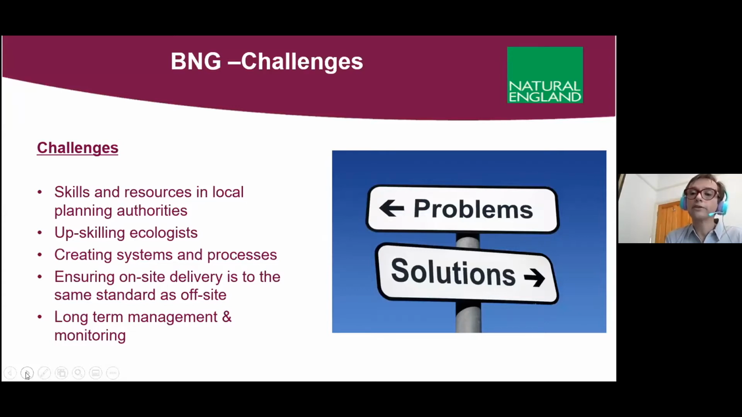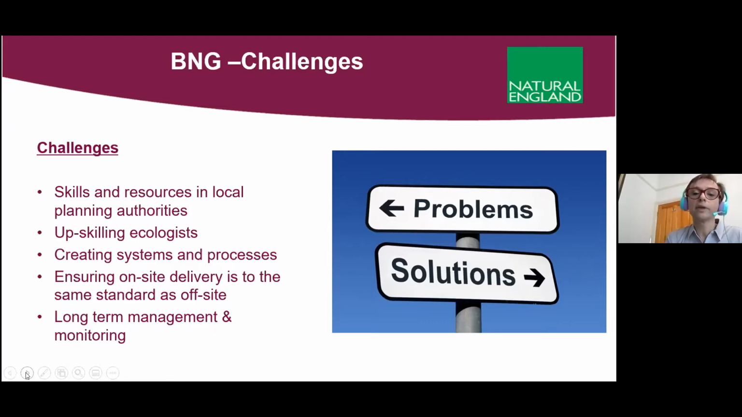There's a whole series of systems and processes that need to be developed and designed for this mandatory net gain system to work, such as having a national register, and the metric that I talked about. The emphasis is very much on delivery on-site, and we need to make sure that on-site delivery is robust. It's done to a really good standard, and it's maintained and managed in the same way that off-site delivery is as well. And there's more work to do there.